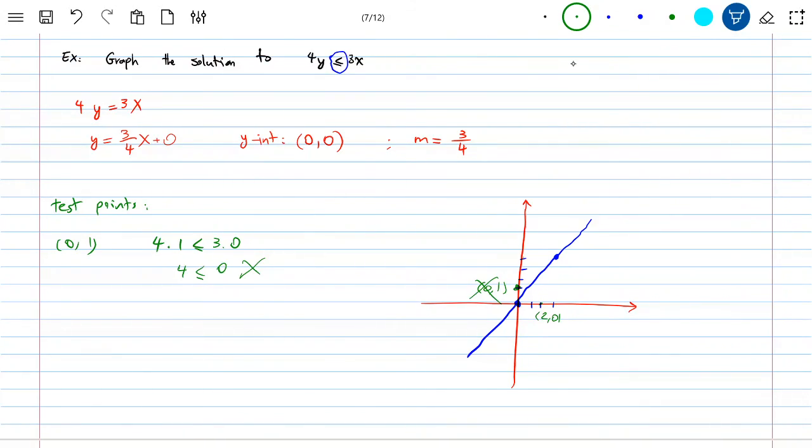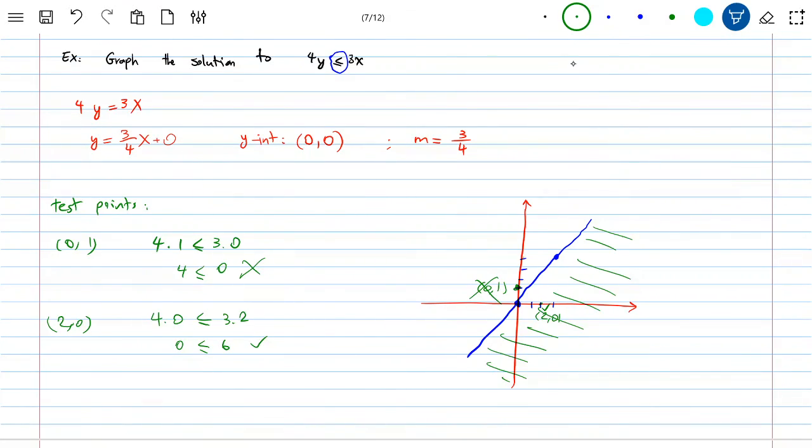If you try the other point, 2 and 0. 4 times 0, is it less than or equal to 3 times 2? 0 is less than or equal to 6. This is true. Therefore, this point 2 and 0 is acceptable. So what is my solution?